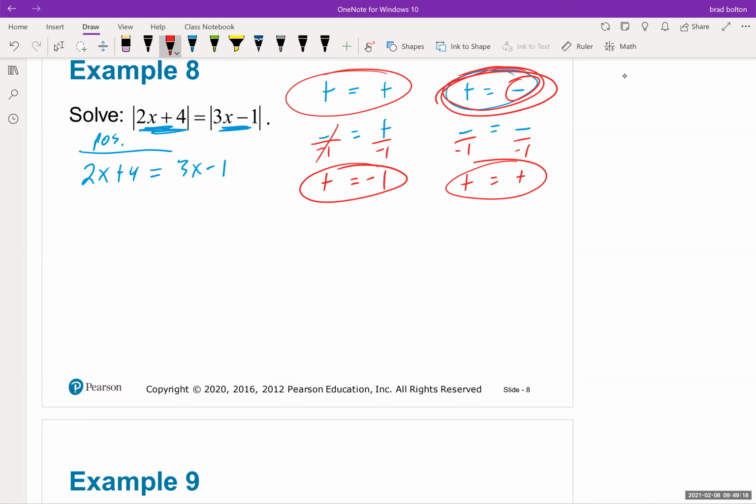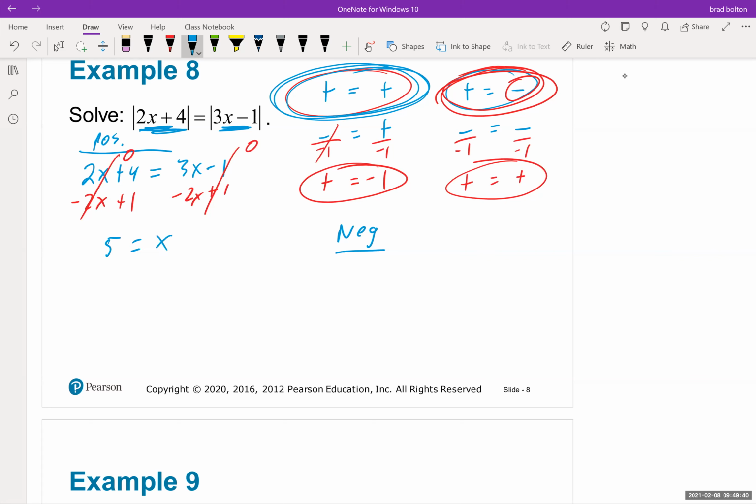So what I'm going to do is my positive version here, and my negative version here. I'll show you how to do this real quick. So the positive version, you just do this one. Nothing changes. Then we solve. Let me add 1, add 1. Let me subtract 2x, subtract 2x. So this is gone and this is gone. This becomes 0 and this becomes 0. And we have 5 equals x. There's one of our solutions, okay?